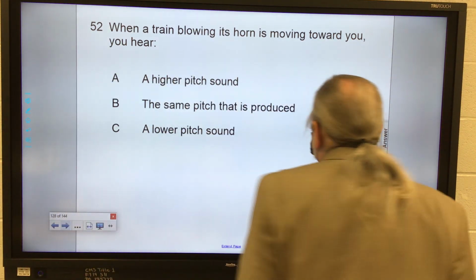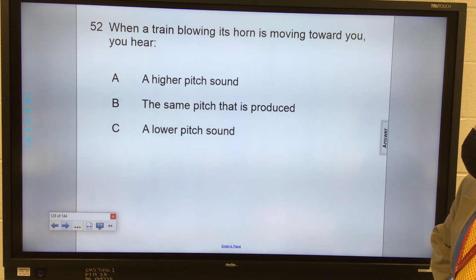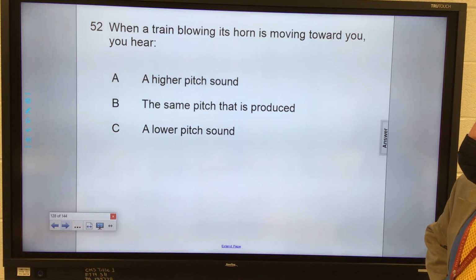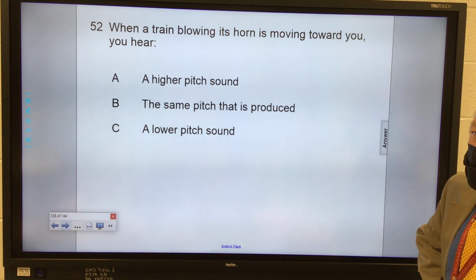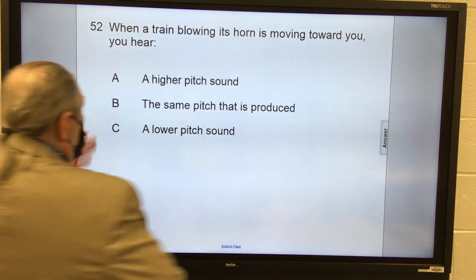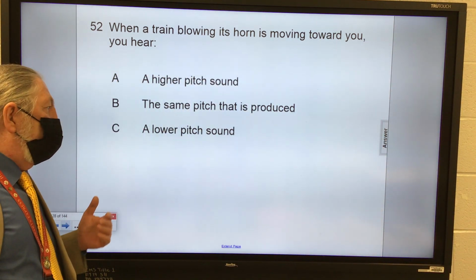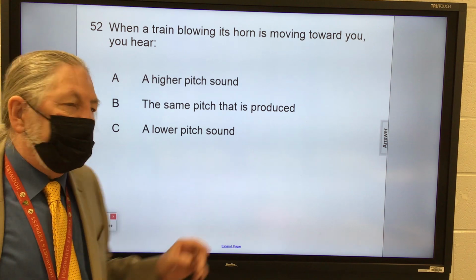Okay, so let's look at this question. Jaleel, I need your attention here. When a train blowing its horn is moving towards you, you hear what? Do you hear a higher pitched sound, the same pitch that's produced, or a lower pitched sound? Mark your answer, A, B, or C. It's okay to be wrong, it's not the end of the world. A, B, or C. A higher pitched sound, the same pitch that's produced, or a lower pitched sound as it's moving toward you.